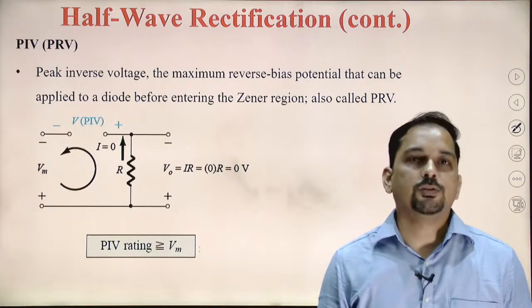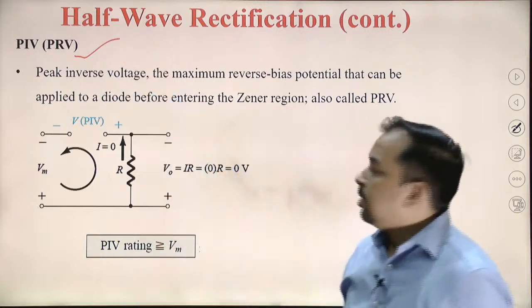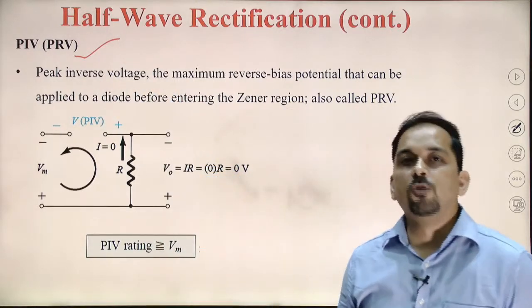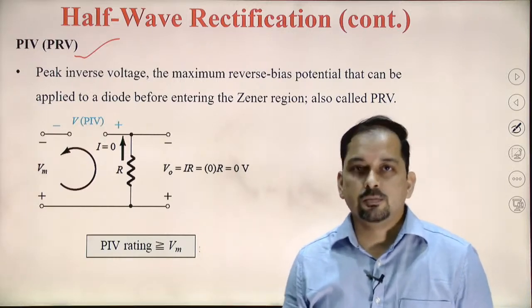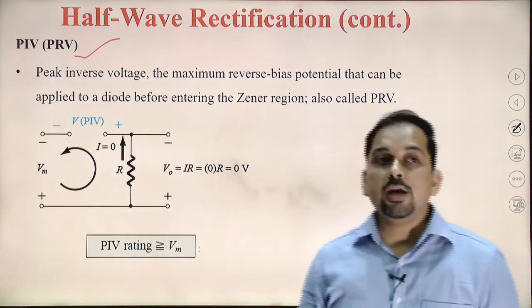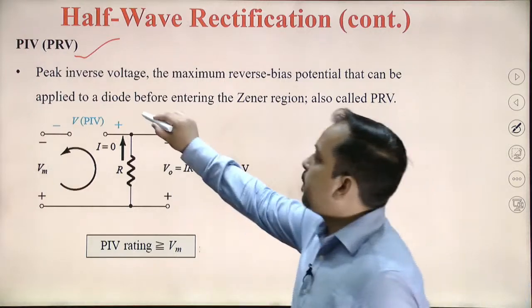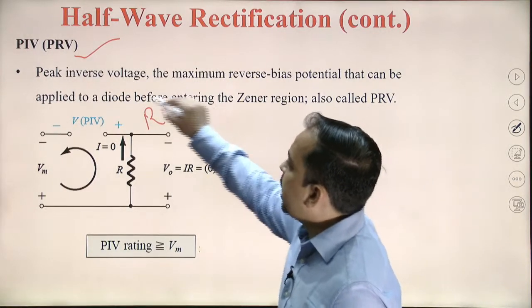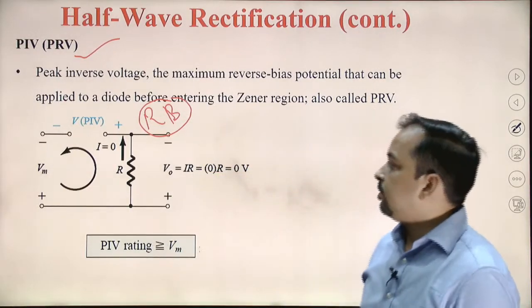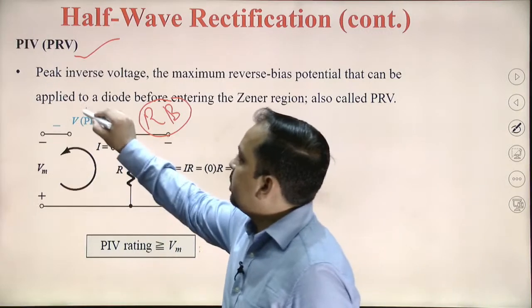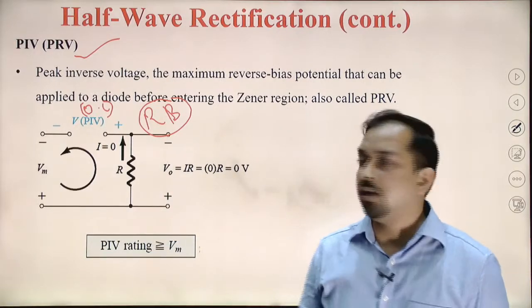PIV stands for peak inverse voltage, or it is also referred to as PRV, peak reverse voltage. It is the maximum reverse bias voltage applied to a PN junction diode before it enters into the Zener region. So basically we are calculating the PIV when the diode is in reverse bias condition. As we are aware, in a half wave circuit, under the negative half cycle, the diode will be open circuit, and whatever voltage is across this open circuited diode is known as the PIV.